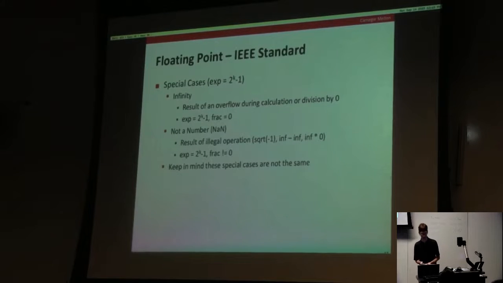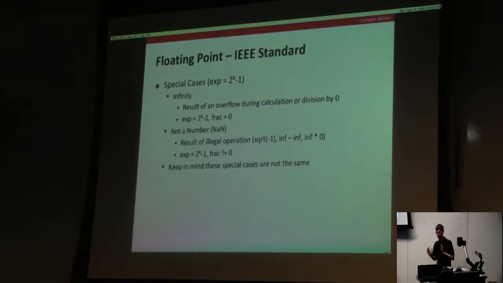And then we have not a number. In infinity and negative infinity, all of the frac bits will be 0. If you ever have a case where the exponent is all 1s and the frac is something other than 0, then that represents not a number. Not a number and infinity are two distinct things. Make sure that you remember that they're two distinct things.